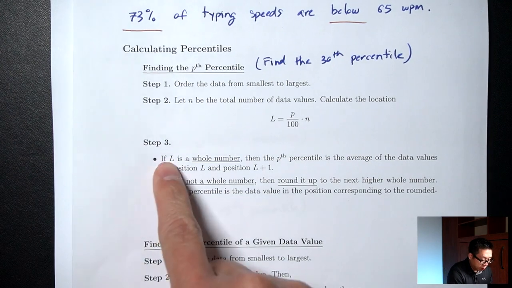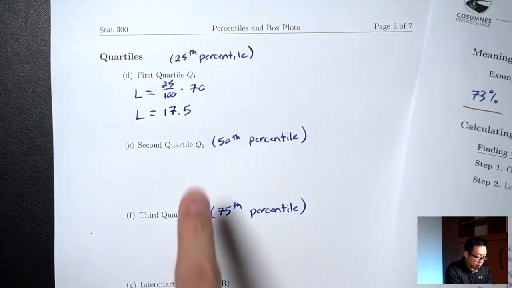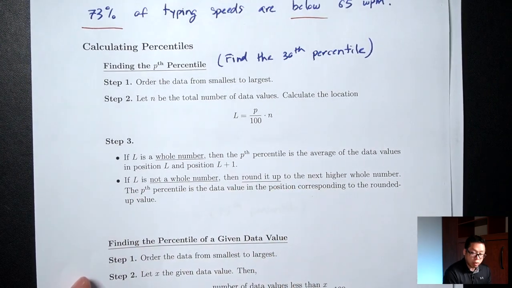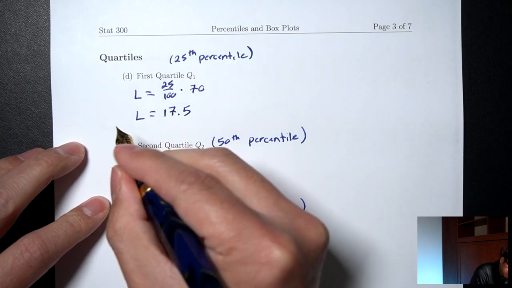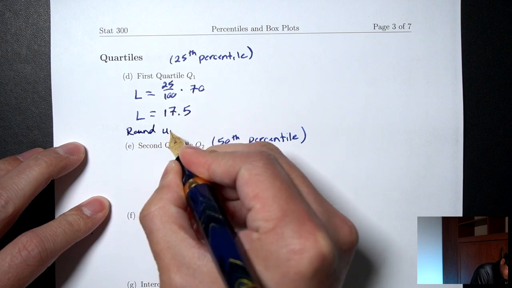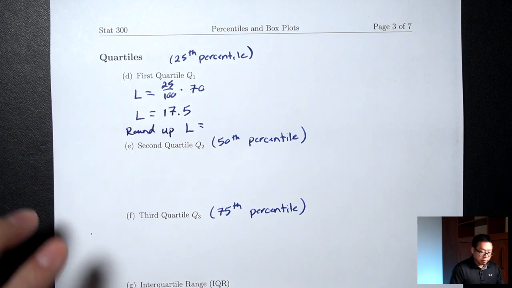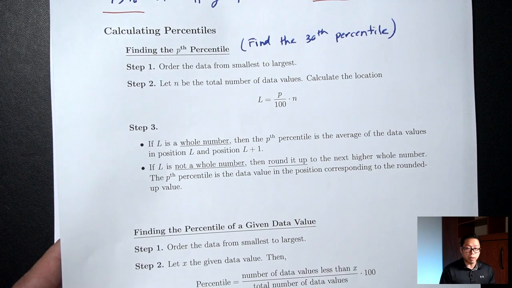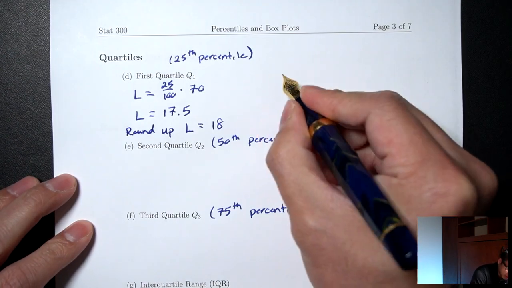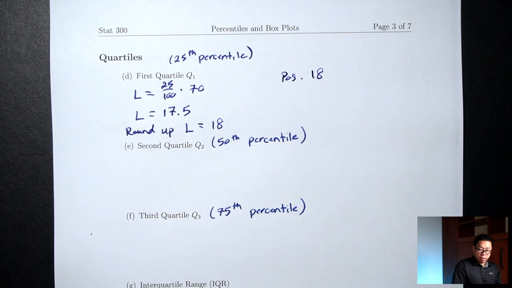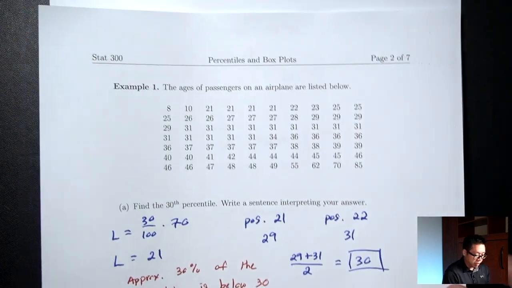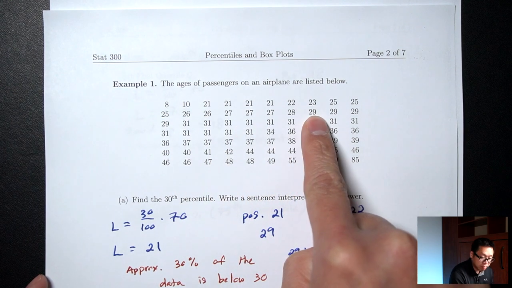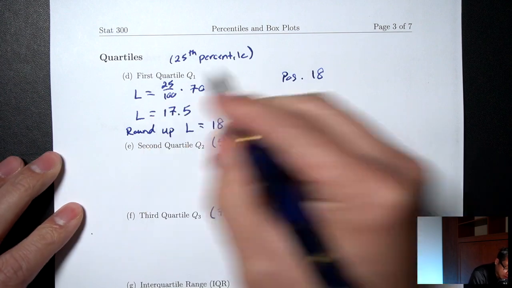Step three, if L is a whole number, do this. If L is not a whole number, do this. L here, 17.5, is not a whole number, so we're gonna do the second one. If L is not a whole number, then round it up to the next higher whole number. So we're gonna round up to 18. And then the P percentile is the data value in the position corresponding to the rounded up value. So we're going to look for the number that's in position 18. There's 10 in each row, so that's 10, 11, 12, 13, 14, 15, 16, 17, 18, 29. So 29 is our Q1.